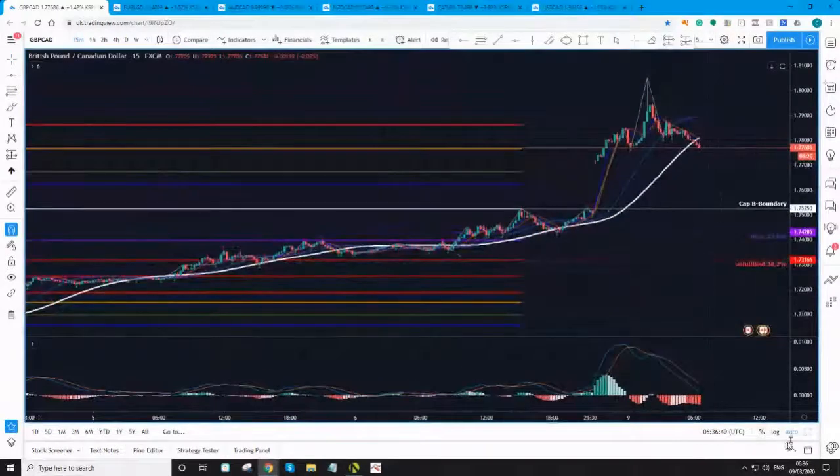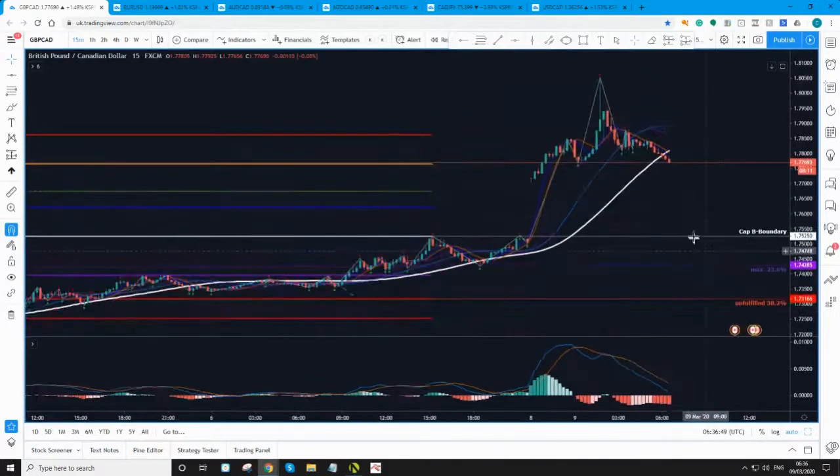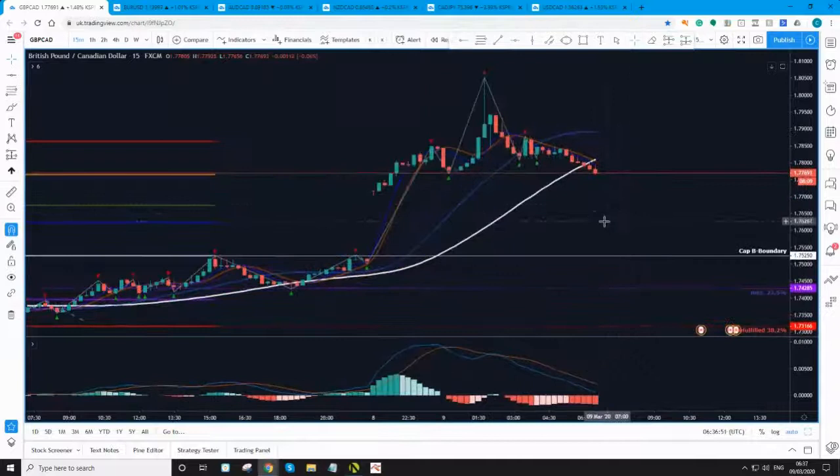So two things. Number one, with the gap here, plenty of opportunity to the downside. Also, with this unfulfilled 38.2, also plenty of room to the downside.